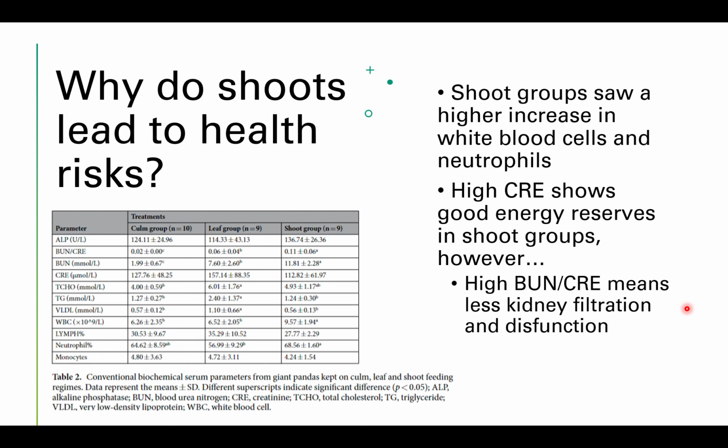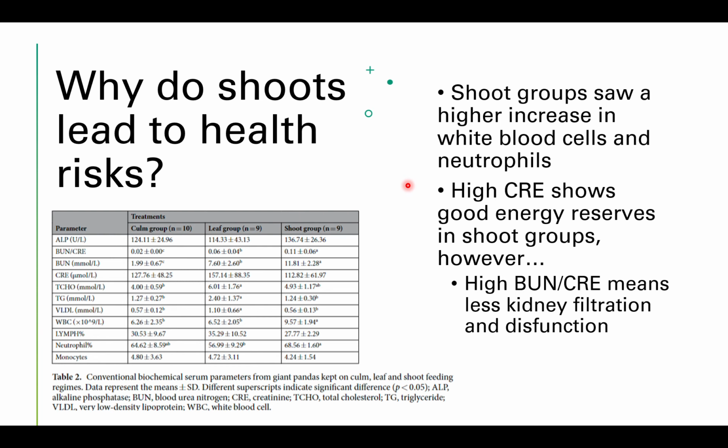And so the shoot group seems like it is a lot better, but there are some drawbacks. Of course, it's lower in fiber and it's lower in calories, but it also had those health risks that we mentioned earlier. So what are these health risks? I just wanted to go over them because I thought it was interesting. I know we're not in an immunology class, but we do recognize a lot of these metabolites. So from any biology class you've had, you know that if there is an increase in white blood cells and neutrophils, something's going on with your body.